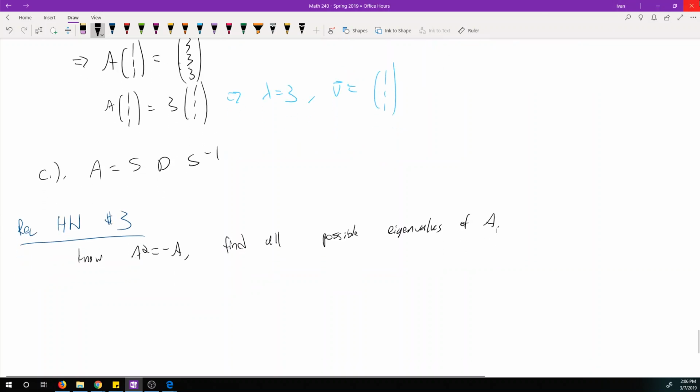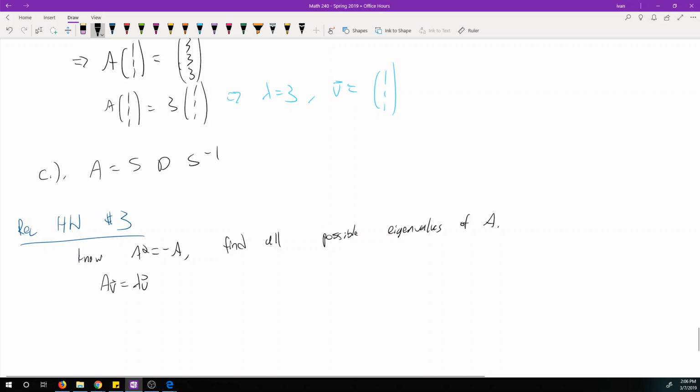Okay. So with this one, what we wanted to do is to make you use the definition of eigenvalue eigenvector. Okay. So what you want to start off with is the following. So AV is equal to lambda V is the definition of eigenvalue eigenvector.